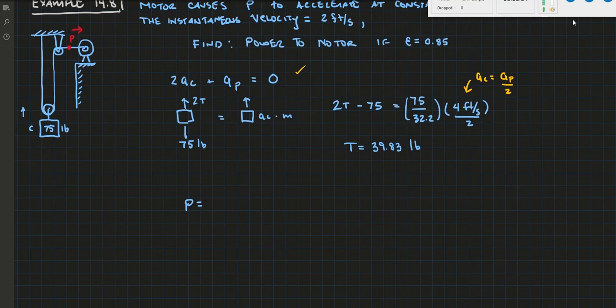So the power equals our force dot our velocity. And that gives us 39.83 pounds. Of course, that's this direction. We'll call that just an i. Dot 2 feet per second, also in an i. And that equals 79.66 foot-pounds per second.